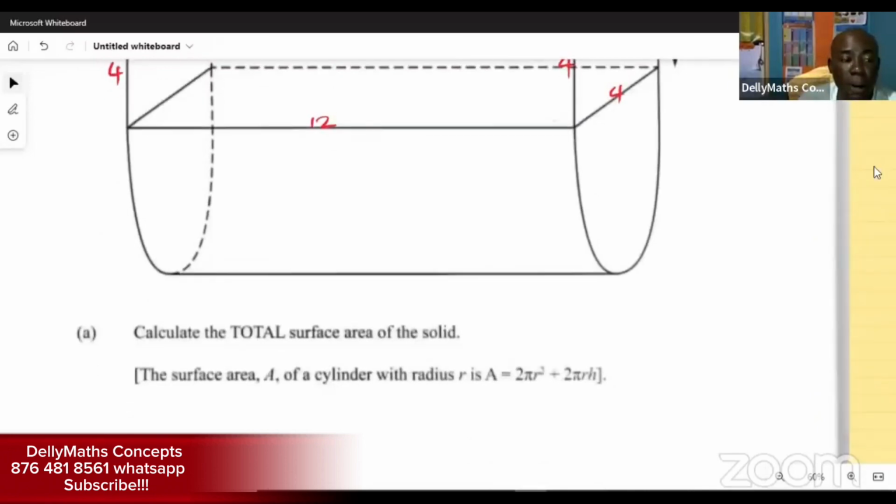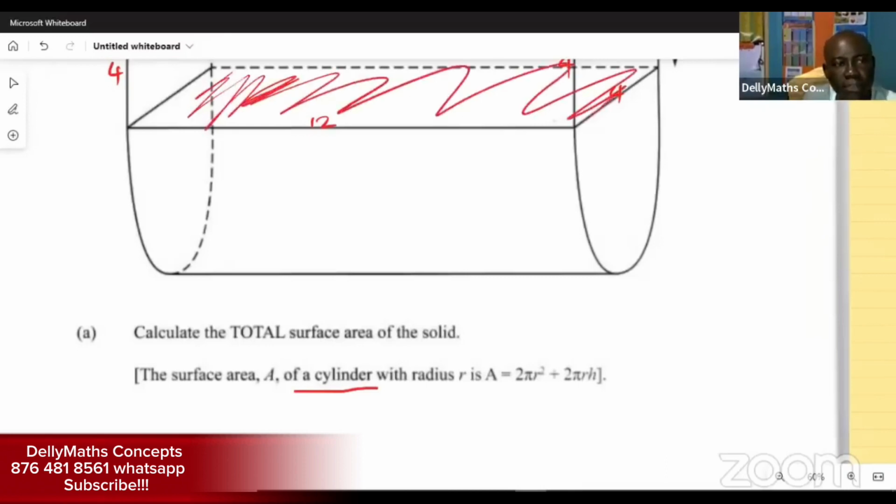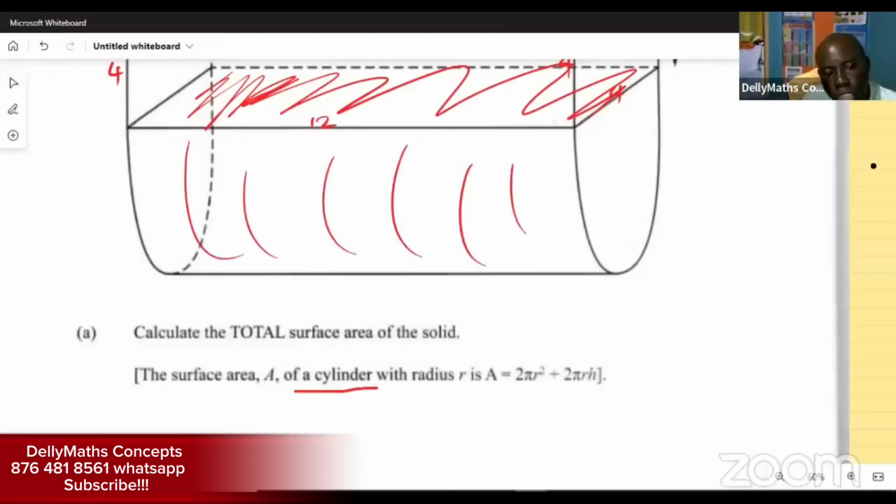They gave us a formula to find the cylindrical part. But remember, this is the surface area of one cylinder, but we don't have one cylinder. We have half of the cylinder. Look at this shape here. It's half of a cylinder coming around here. So we could use this formula and then divide it by 2, because it's half of a cylinder for the total surface area there.